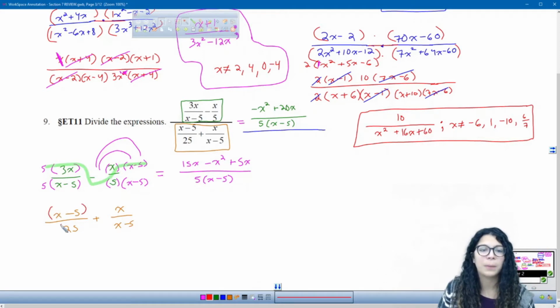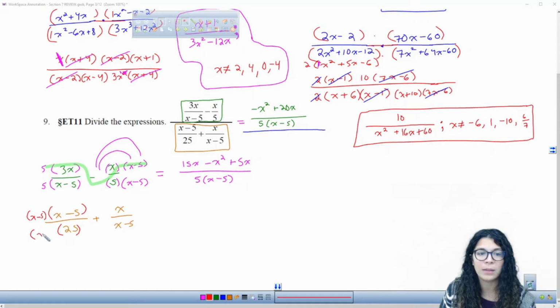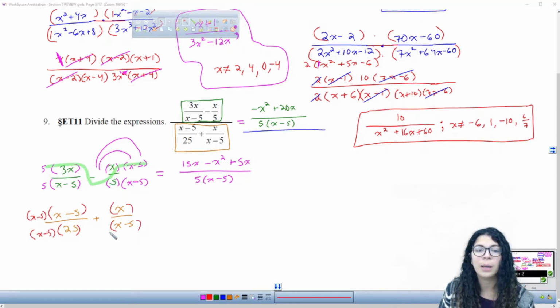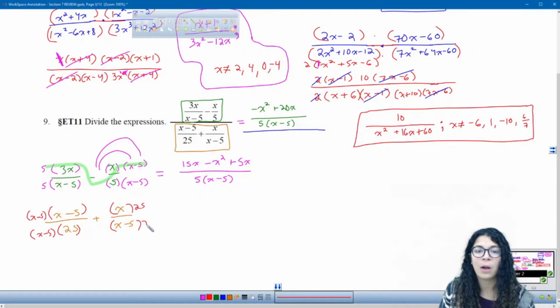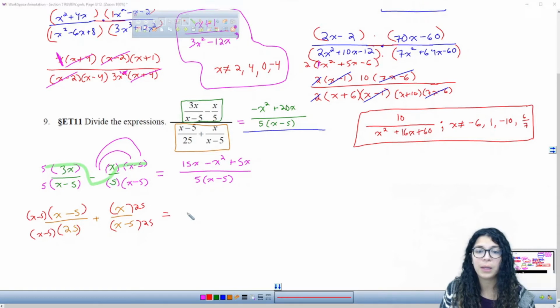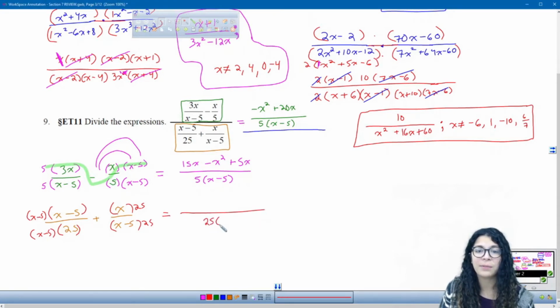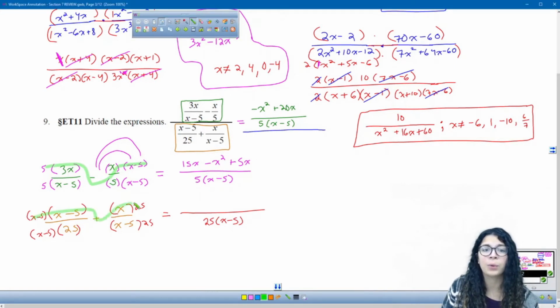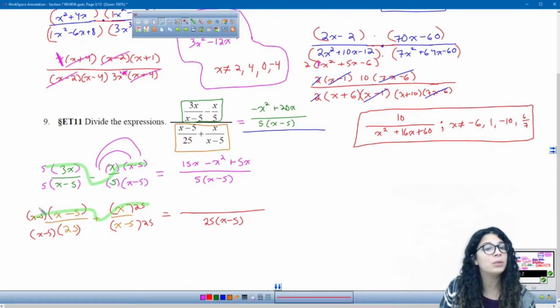So I'm going to multiply the first fraction by the x minus 5 factor that's missing on the denominator of the first fraction, and multiply the second fraction by the 25 that's missing on the second fraction. So now the denominator of both is 25 times x minus 5. Now that the denominator is the same, I can group the top. And again, we need to distribute.